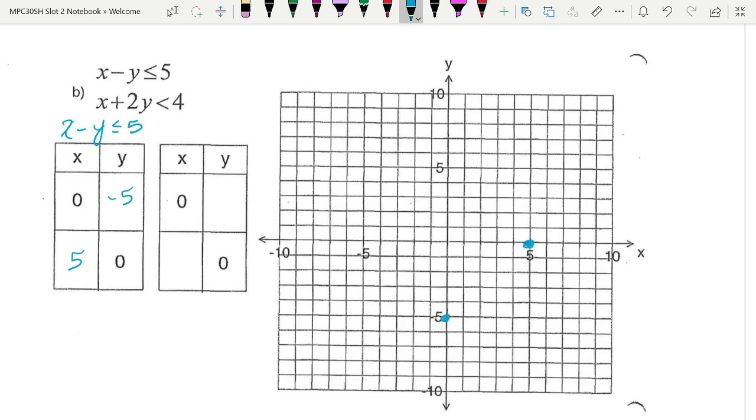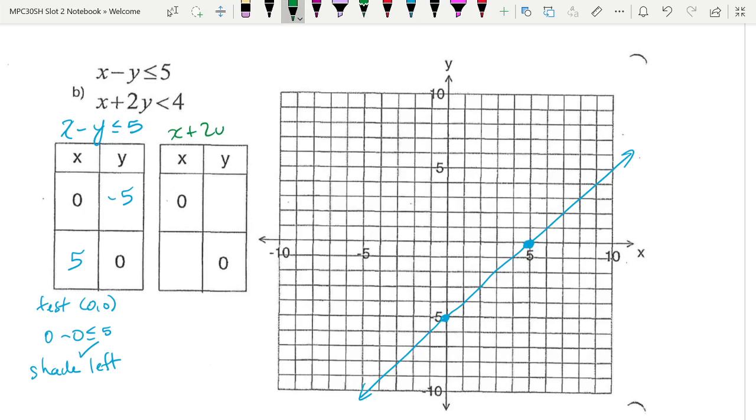But what kind of line do I want this time? Notice it's a solid line this time. Very nice. And then which side? Let's again test 0, 0. Is 0 minus 0 less than or equal to 5? It certainly is. So we're going to shade left because we have to include 0, 0. Correct?